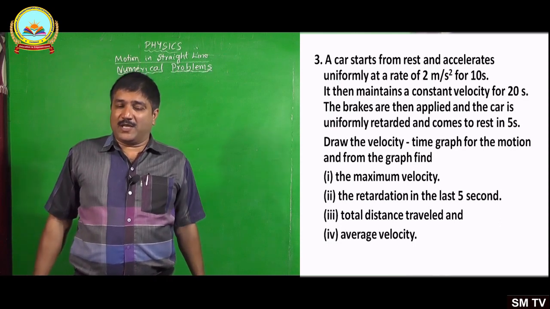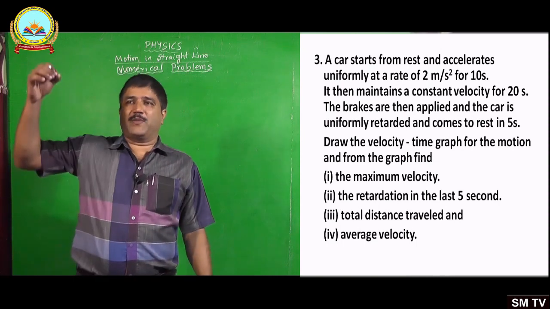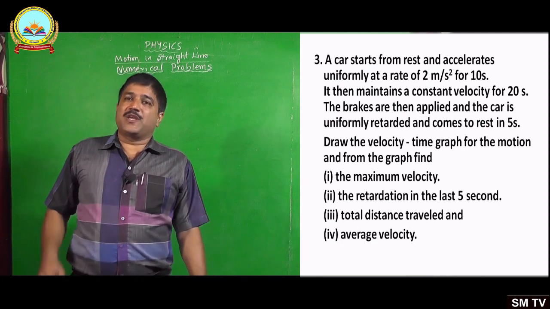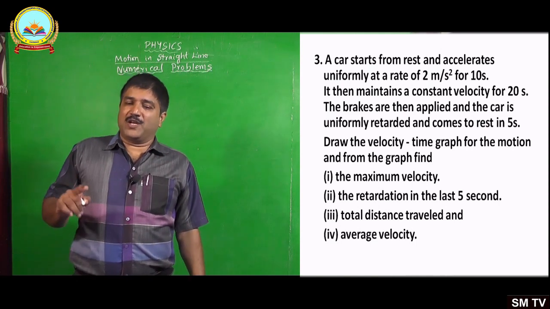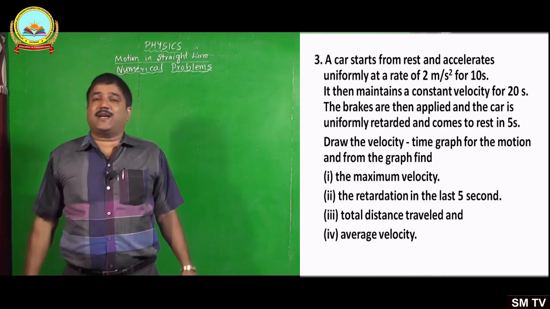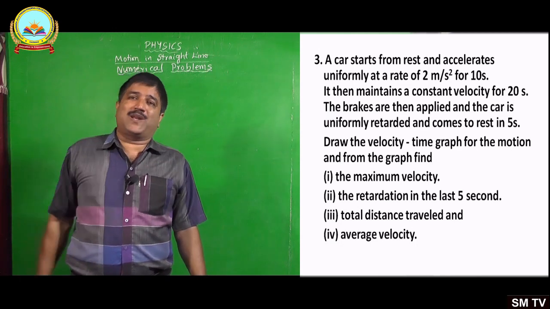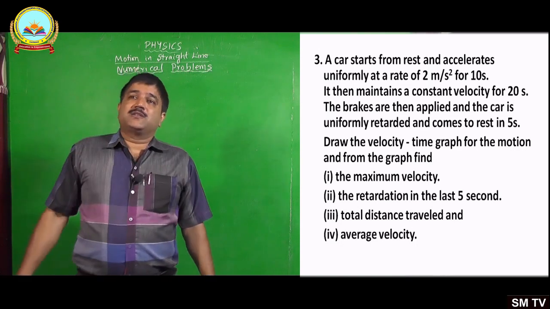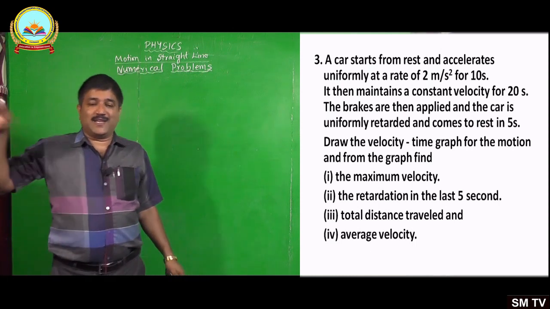So in this problem, firstly, a car starts from rest. So whenever any object starts from rest, it may be freely falling body dropped from certain height, or a car starts from rest. So initial velocity is 0. Note down that values, initial velocity is 0, then time is given 10 seconds and uniformly accelerated at the rate. So it is given accelerated, means acceleration a equal to plus 2 meter per second square. Suppose if the question is uniformly retarded, then you are supposed to take acceleration as negative. Here it is positive because it is accelerated.